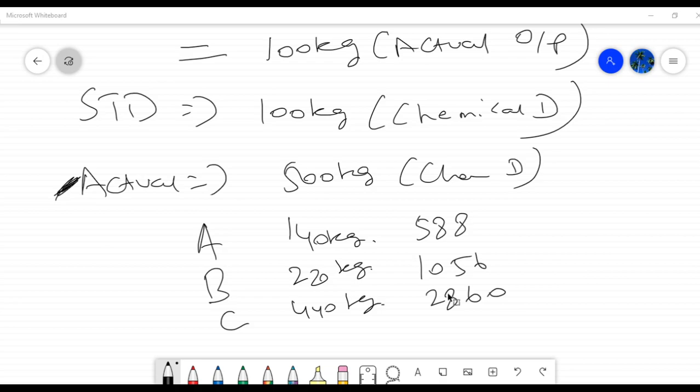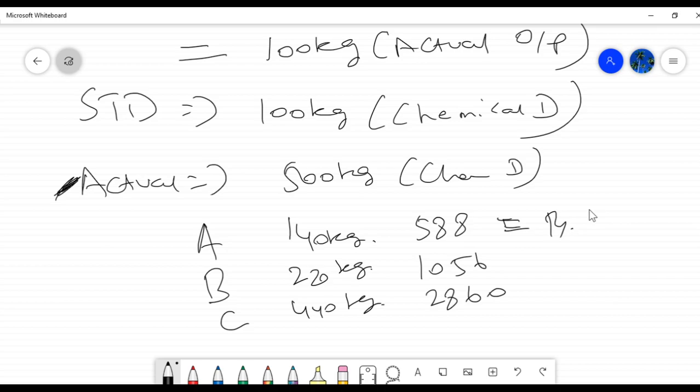2860 rupees. So 588 divided by 140 kg, how much? Rupees per kg we have to identify. 588 divided by 140 equal to 4.2. They spent 4.2 per kg, that is actual.